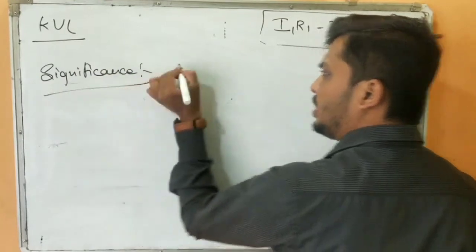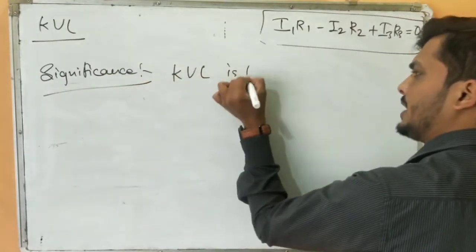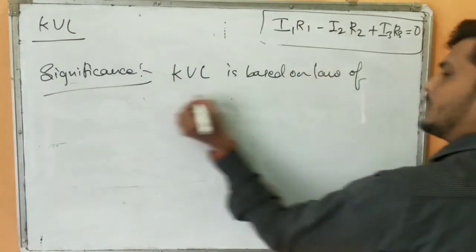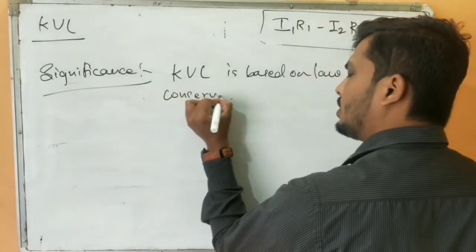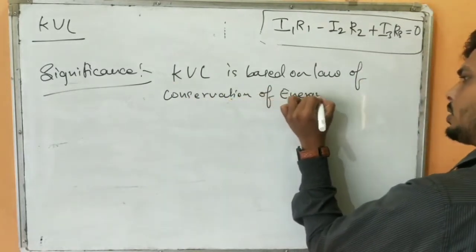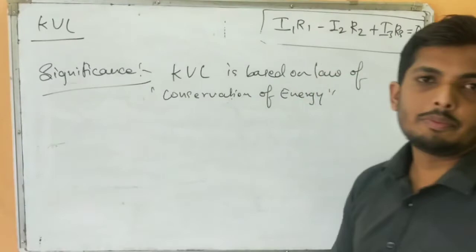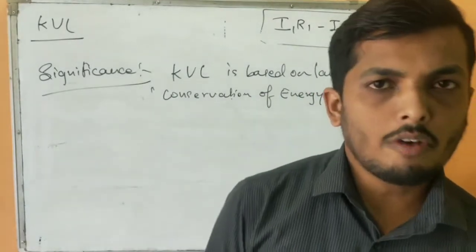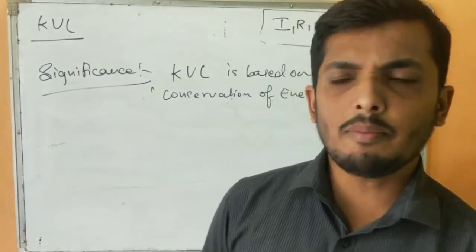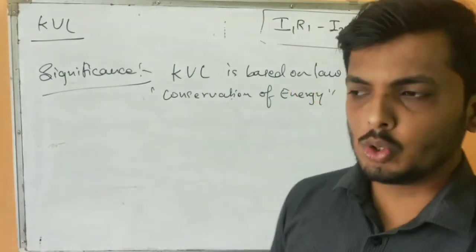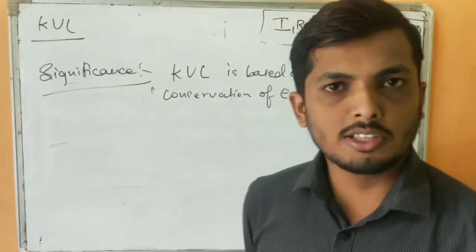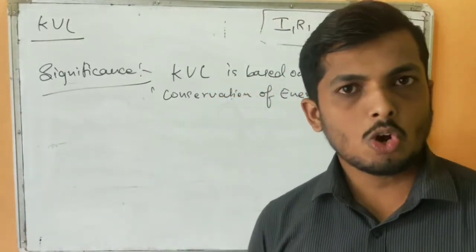Significance. So KVL, Kirchhoff's voltage law, is based on the law of conservation of energy. Quite simple to understand. Whatever will be the EMF, that much will be the IR product. So you are neither creating the energy nor destroying the energy. The net energy of the system remains constant.